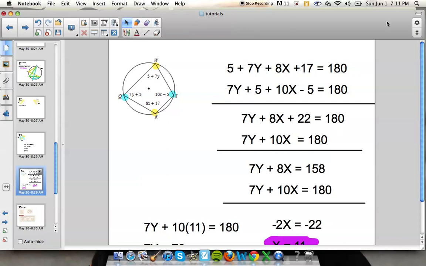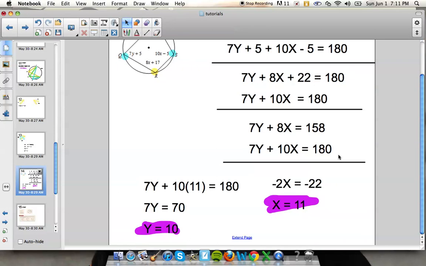What we have here is a system of equations. So here are my two angles added together, set equal to 180, because that's what supplementary means. Here's my other two angles added together and set equal to 180. This next step, all I did was combine our like terms to get those two equations. In order to solve a system of equations, you want to either use elimination or substitution. I prefer elimination, but if you feel like you want to do substitution, please feel free to. I'm going to subtract my 22 to get the 158 in this equation right here.